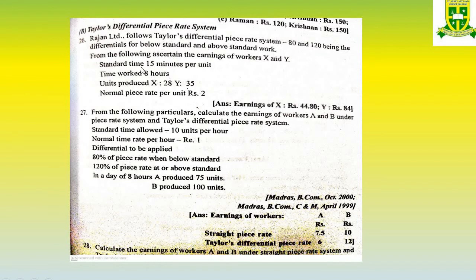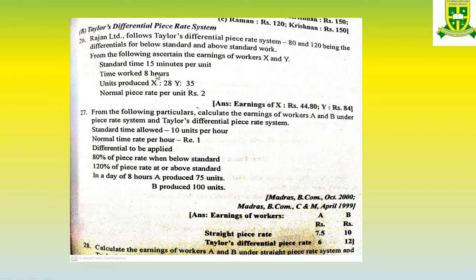The information given is standard time 15 minutes per unit. Standard time is nothing but the standard output to be produced for a product. For producing one unit, they take 15 minutes. How many hours does the company normally work per day? 8 hours. The units produced by individual workers per day: X is 28, Y is 35.